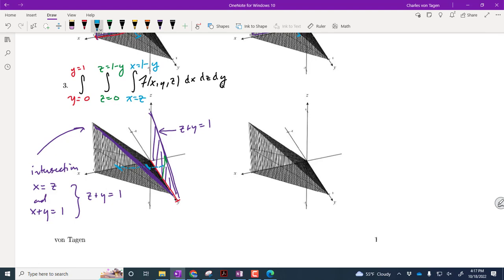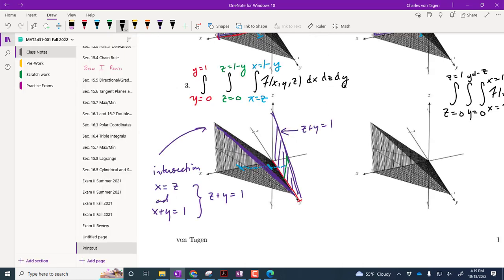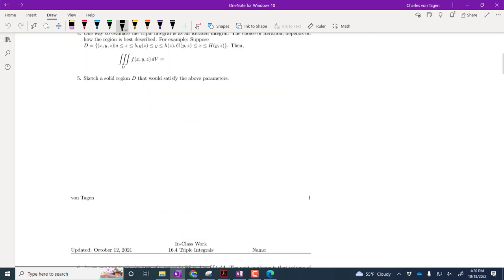Let's do the last one real quick. So this will be dx, dy, dz. So z is going to go between 0 and 1. Y is going to go between 0 and 1 minus z. And then x is going to go between, that part doesn't change, so x is going to go between z and 1 minus y.